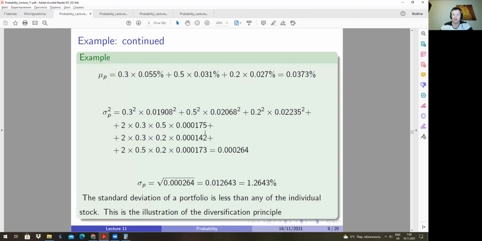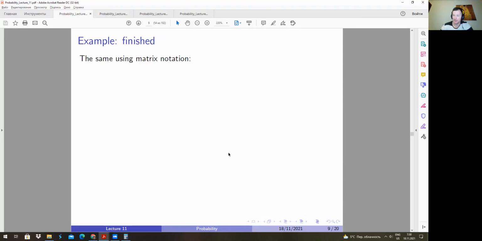And it's kind of not very nice to calculate all the sums all the time. And that's where the matrix notation can help. If you remember how we work with matrices, and especially when you know how to work with matrices in some software, the matrix notation helps a lot.